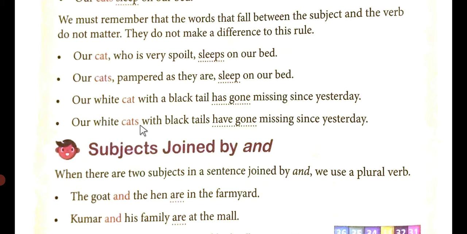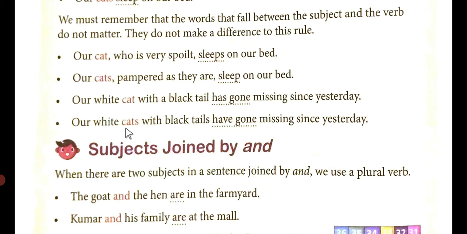Now, are white cats plural number? Cats is plural number. Then with black tails have gone missing since yesterday. So plural number and have gone, here has gone and have gone. So the verb has changed with the singular number or plural number.